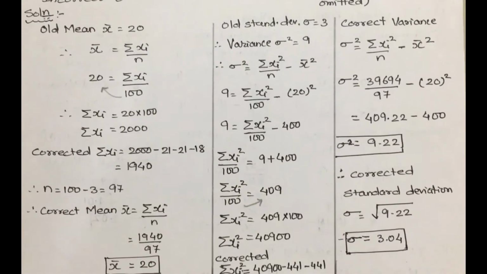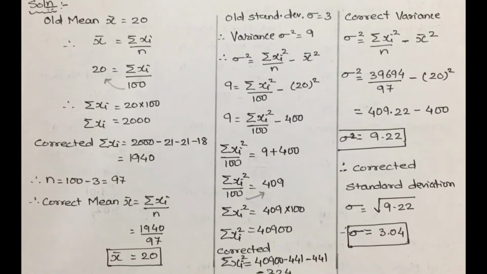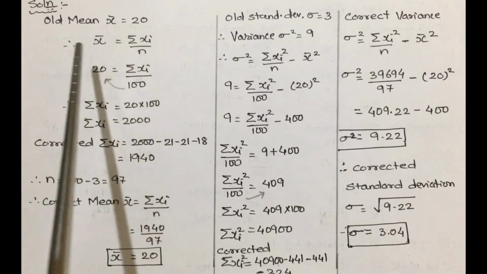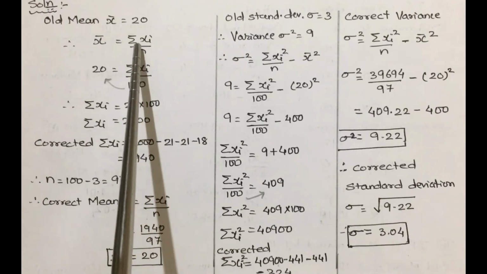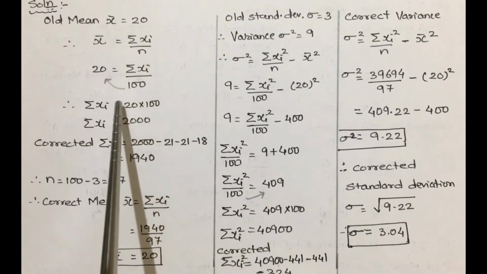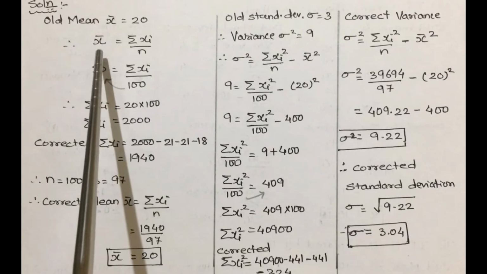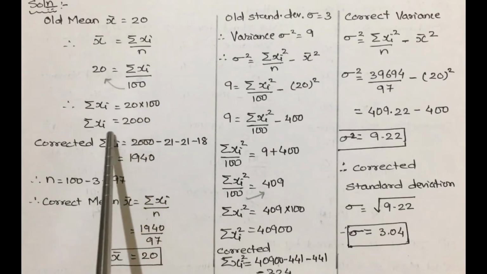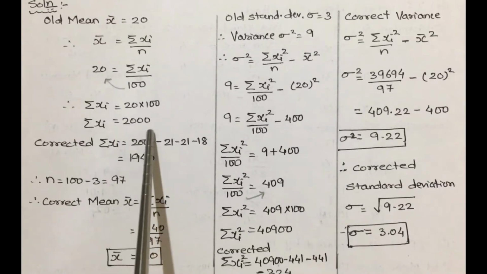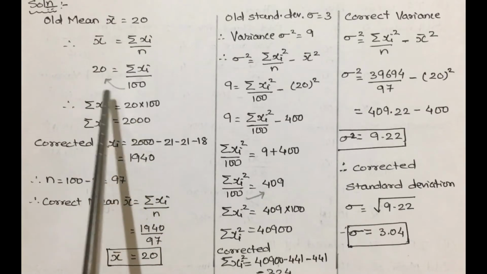To correct summation xi, we'll make use of the formula of x bar, that is equal to summation xi upon n, keeping 20 as the x bar value and n as 100. So summation xi we get as 2000 by multiplying 20 into 100.